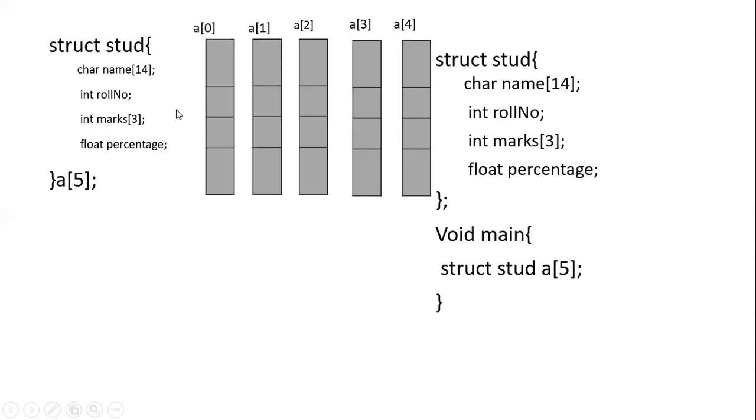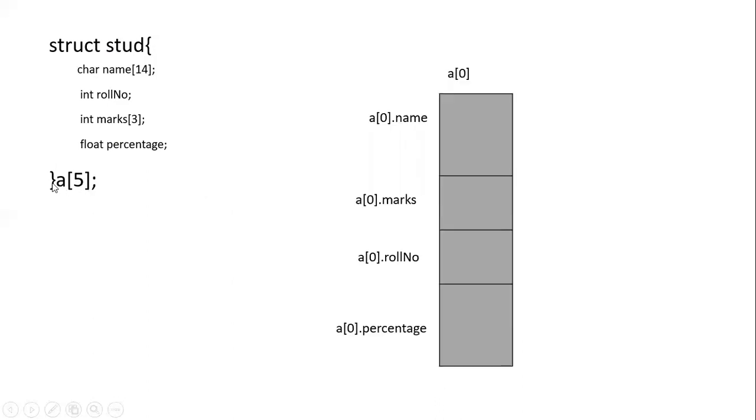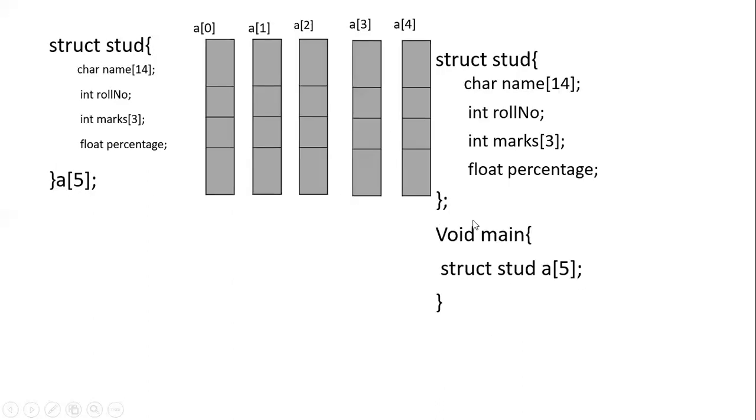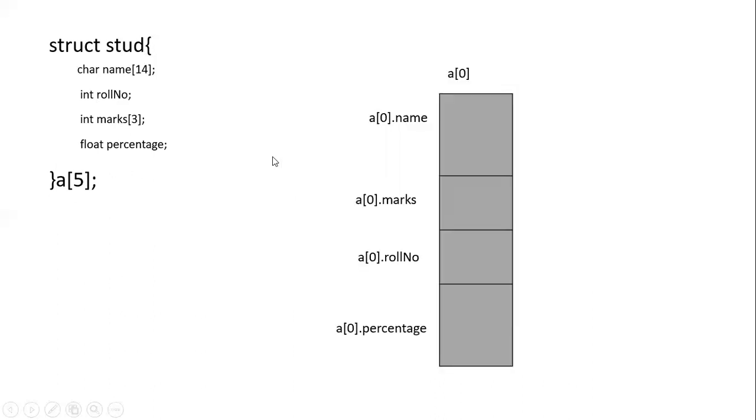If you want more than one student record, then we'll use it as an array. In that case, you can define it as a of 5, or within the main function, struct stud a of 5. Both will work fine, both are the same. You can either define it this way or this way. When you give a of 5, you will have a total of 5 structure student records: a of 0, a of 1, a of 2, a of 3, and a of 4. Then every record will be something like this.